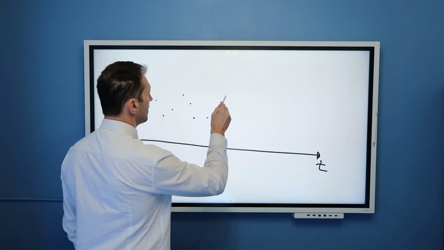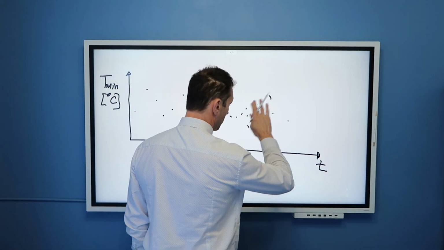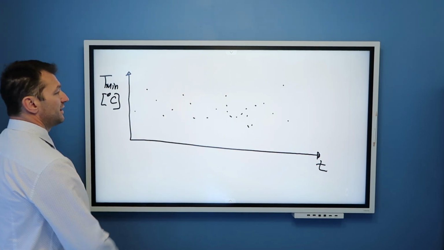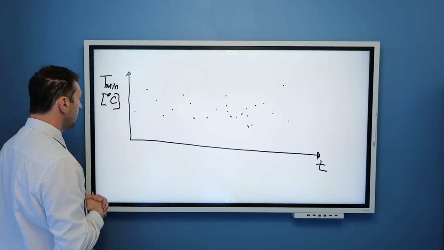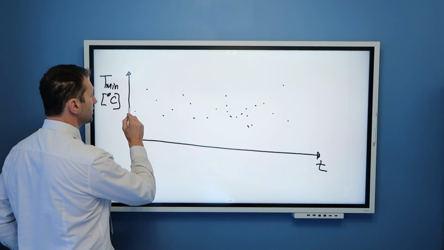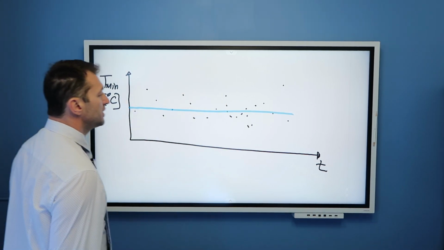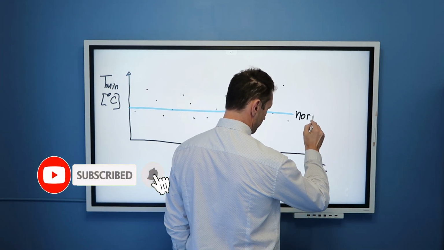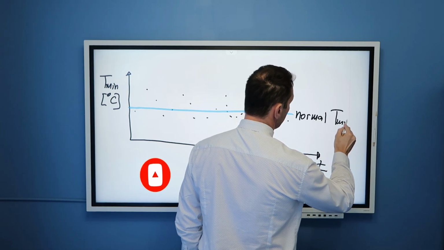I don't know if I will have 30 dots here. Probably not. But these are 30 points. How is then normal minimum temperature calculated? Well, we take the average of these. So this blue line is normal T minimum.